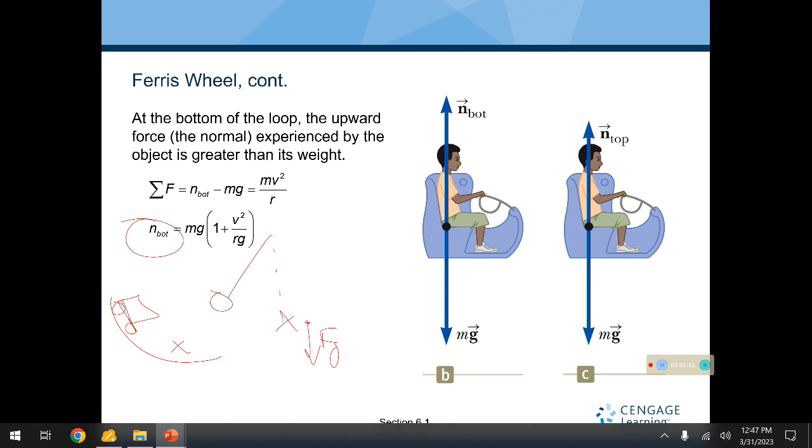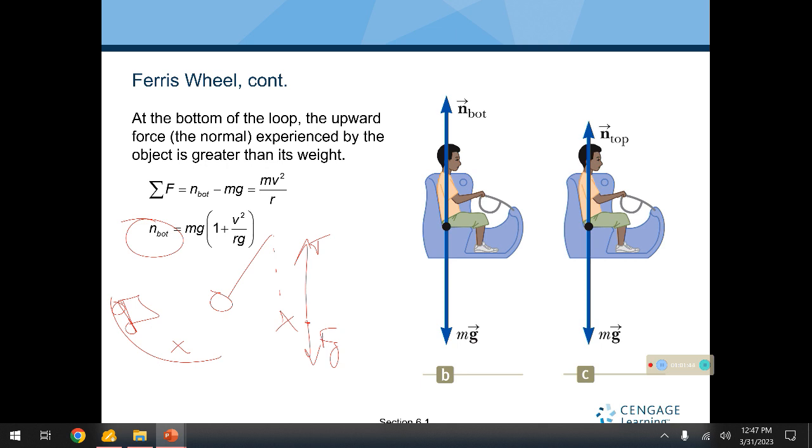Should normal be greater, equal, or less than force of gravity? Centripetal acceleration points which way, guys? Towards the center of the circle. So in this particular case, the acceleration for this particular person needs to be going up, which means force normal, tension, or whatever needs to be greater. And that's what you see in this particular case.